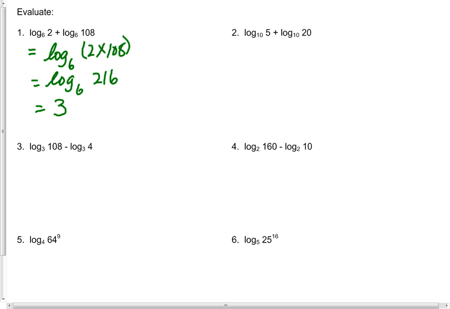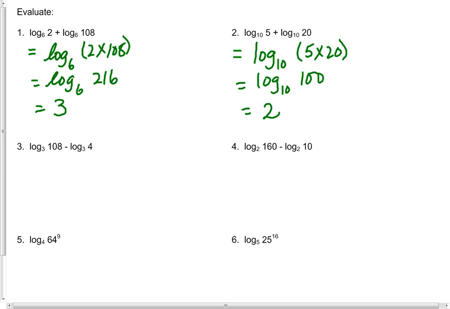Second one, that's also adding. Log base 10 of 5 plus log base 10 of 20. I can use my rules because I have the same base for both. That would be the same as log base 10. Adding logs is the same as multiplying, of 5 times 20, which is log base 10 of 100. Log base 10 of 100 is 2, because 10 squared is 100.